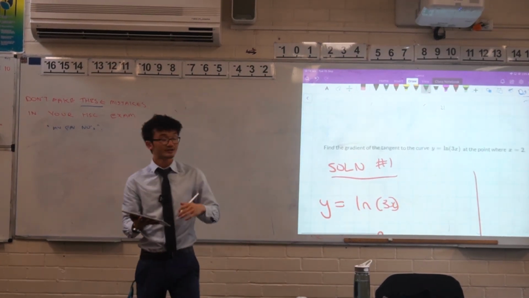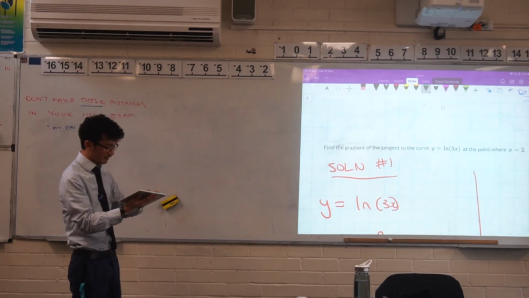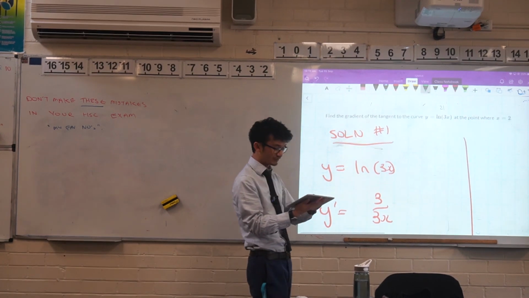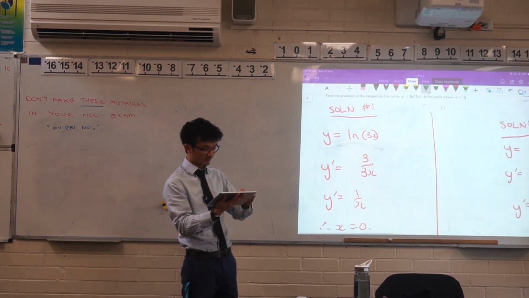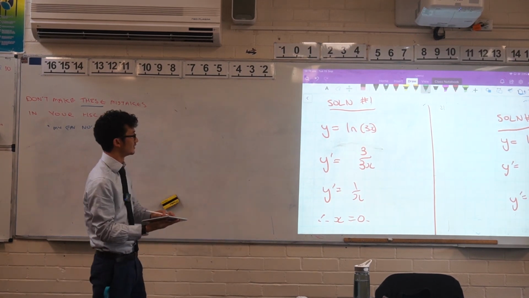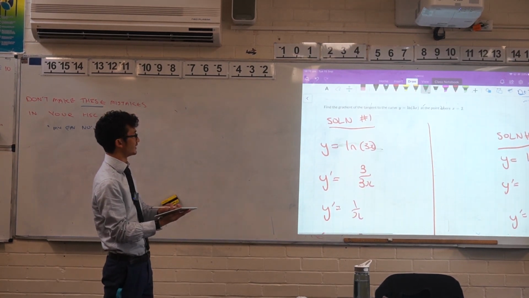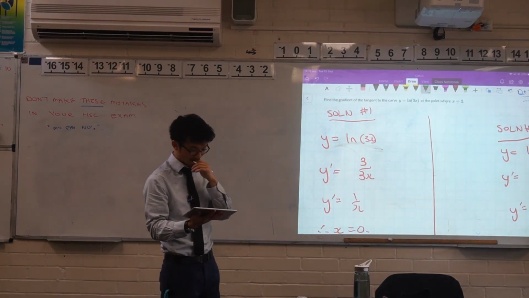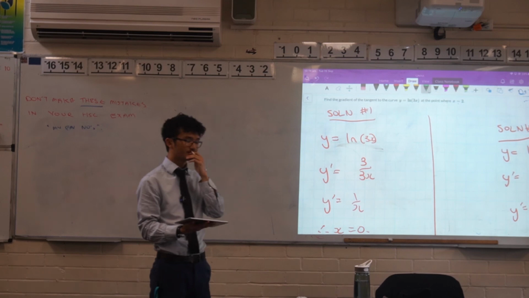Again, this one's not on your sheet. But here's our question. Find the gradient of the tangent to the curve at the point where x is equal to 2. So here's our first solution. Anyone see any issues with this one? So find the gradient of the tangent to the curve. They haven't substituted 2. They haven't substituted 2. What have they actually done though?